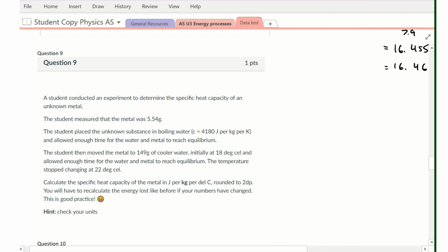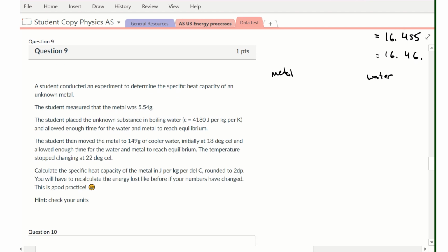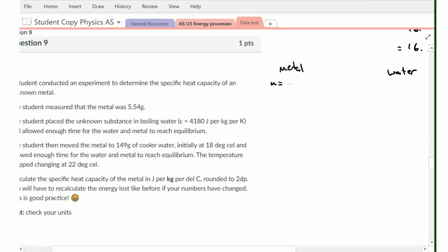A student conducted an experiment to determine the specific heat capacity of an unknown metal. Okay, so it's very similar to the one we did earlier. We're going to separate our variables: metal, water. The metal has a mass of 5.54 grams. But I already know I'm going to have to convert that, so I'm going to do that now. 0.0554 kg.